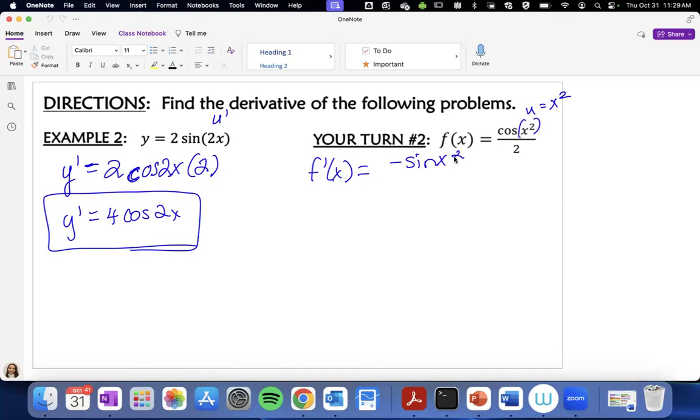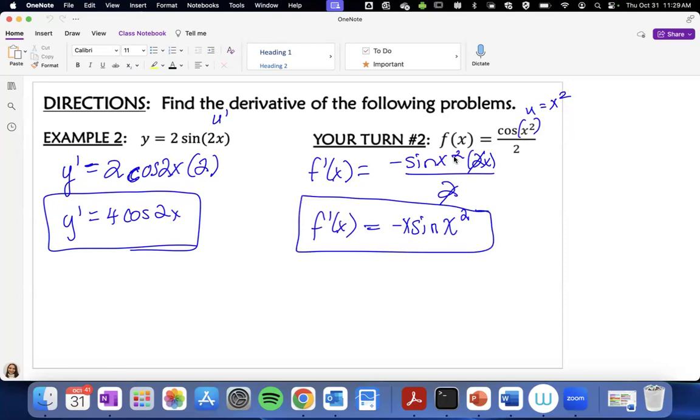Now listen, I need to take u prime. So I'm taking the derivative of x squared. What's the derivative of x squared? 2x, right? All over 2. Can I cancel these 2's? Yeah, it's not in the angle, it's multiplied. So my answer is negative x sine of x squared. f prime is negative x times the sine of x squared. Good.